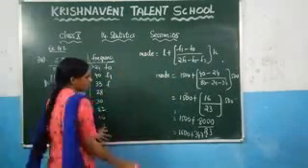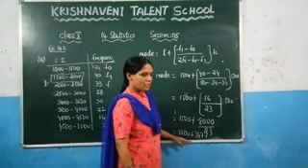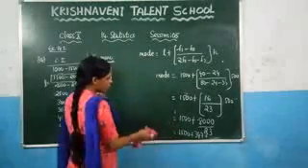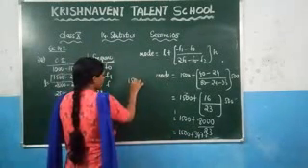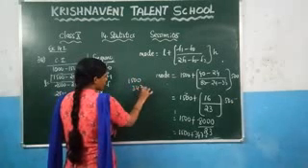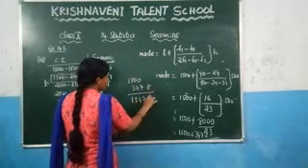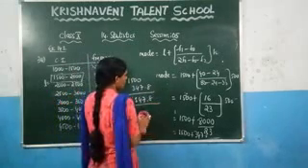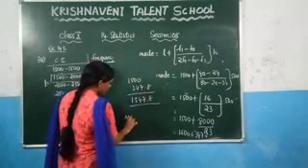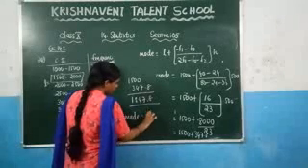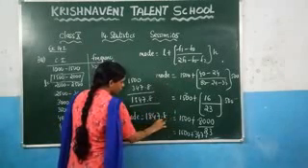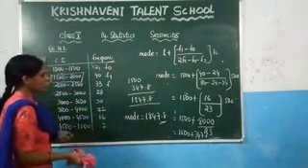If you take the LCM, it will definitely become large. So add it here: 1500 plus 347.8. So you are getting the mode as 1847.8. Like this you can calculate the mode.